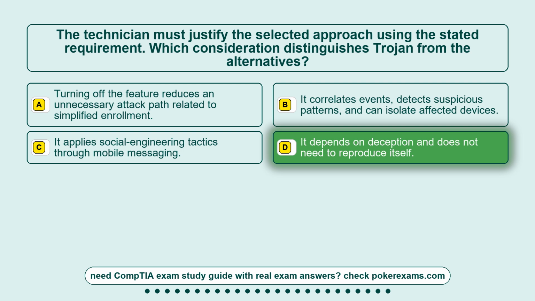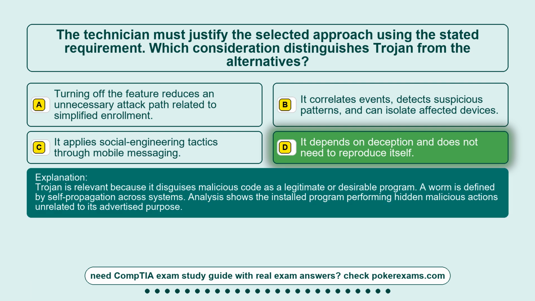It depends on deception and does not need to reproduce itself. Trojan is relevant because it disguises malicious code as a legitimate or desirable program. A worm is defined by self-propagation across systems. Analysis shows the installed program performing hidden malicious actions unrelated to its advertised purpose.